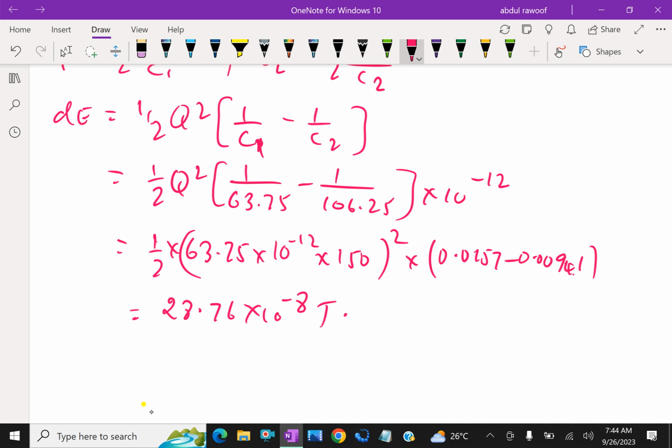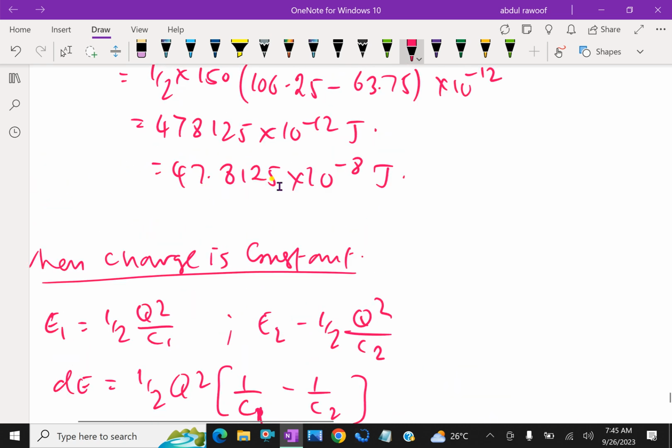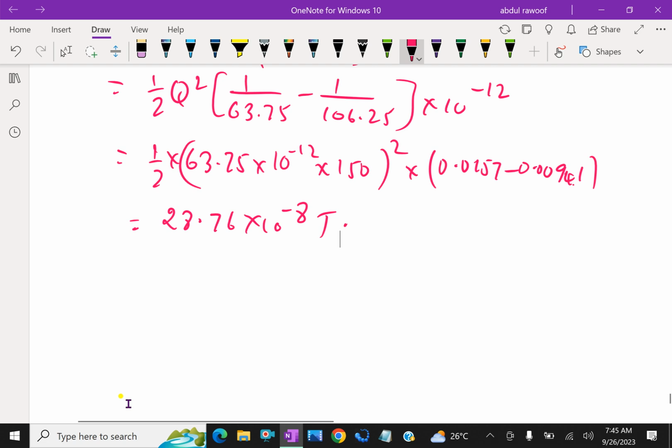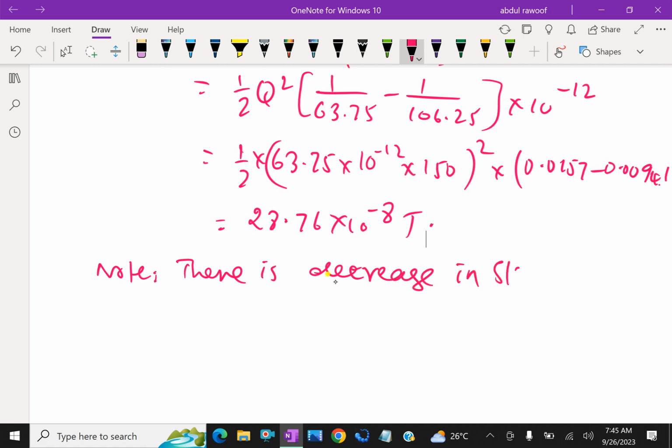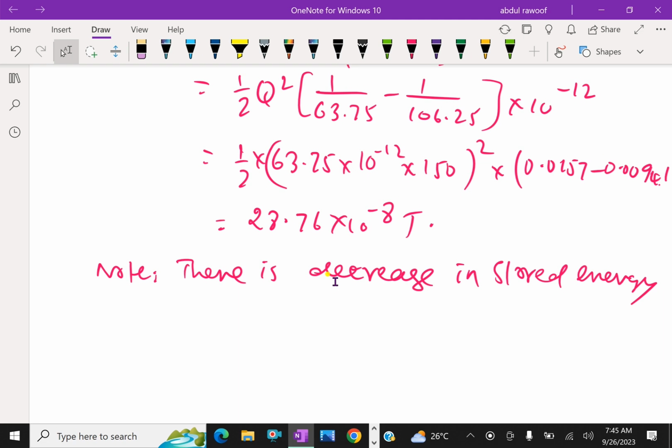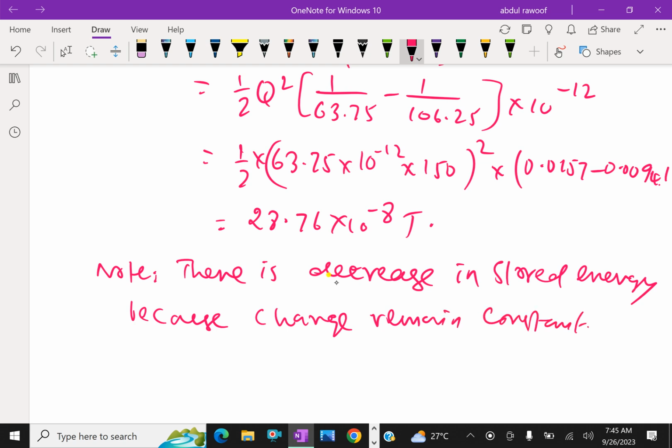Here there is a decrease in the stored energy. Before, the stored energy was 47.8125; now the stored energy is 28.7. Note here there is a decrease in stored energy. The reason is that charge remains constant, so the voltage must fall with the consequent decrease in stored energy.